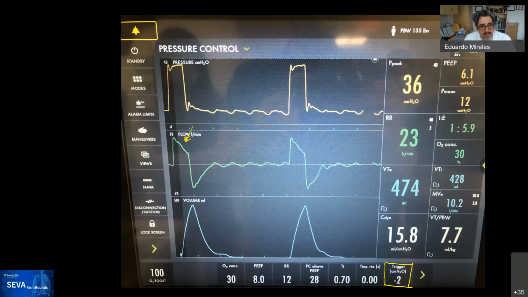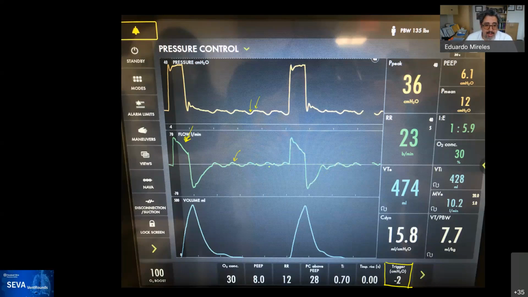And you can see the down trend and up, down, up, down, up oscillations that were generating enough flow to trigger the breath. And so you could abolish that by changing to pressure. You would have to generate enough negative pressure to achieve that, or you can just increase the flow threshold so that it's higher and it doesn't trigger the breath.